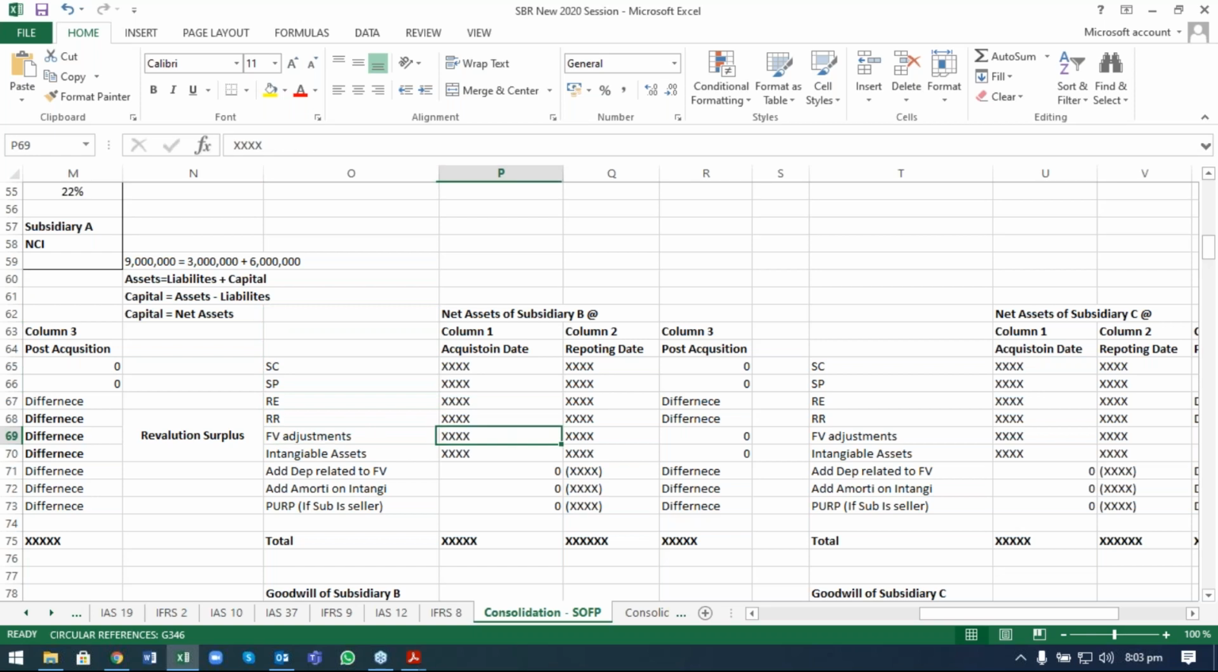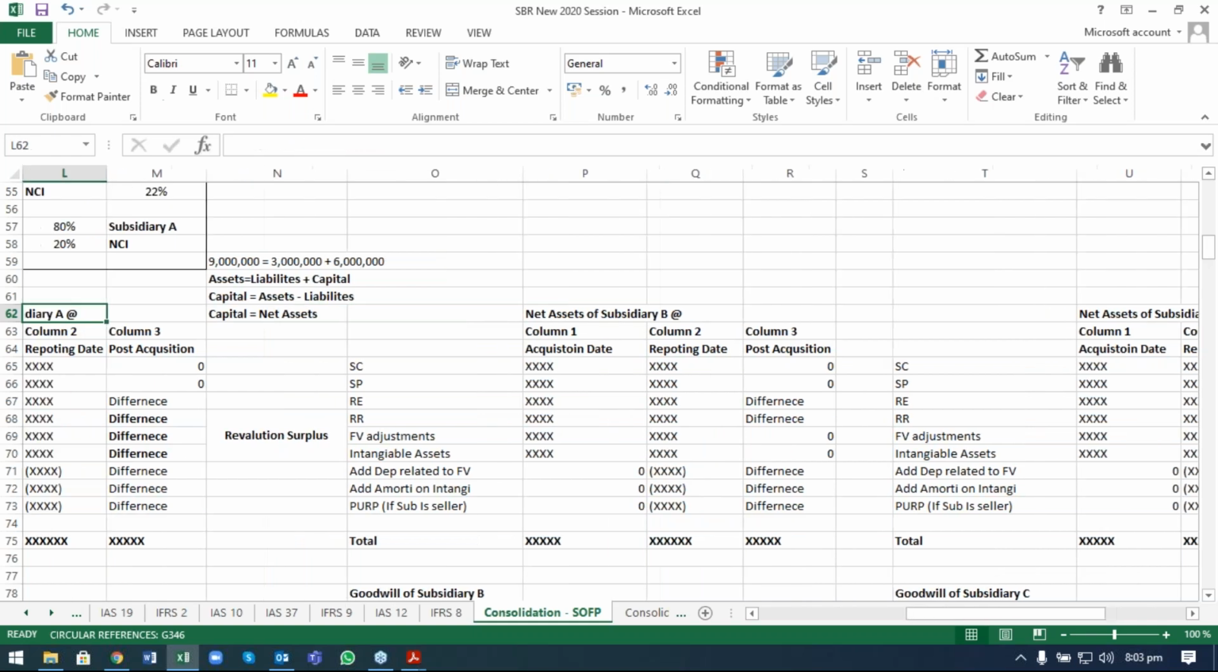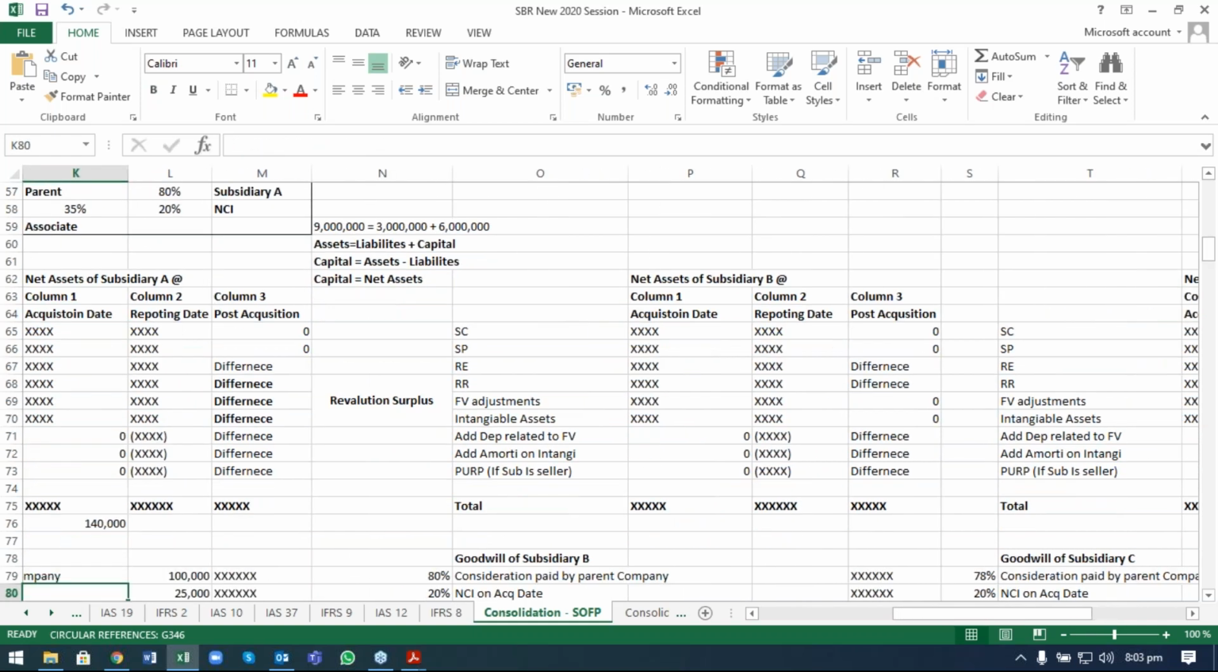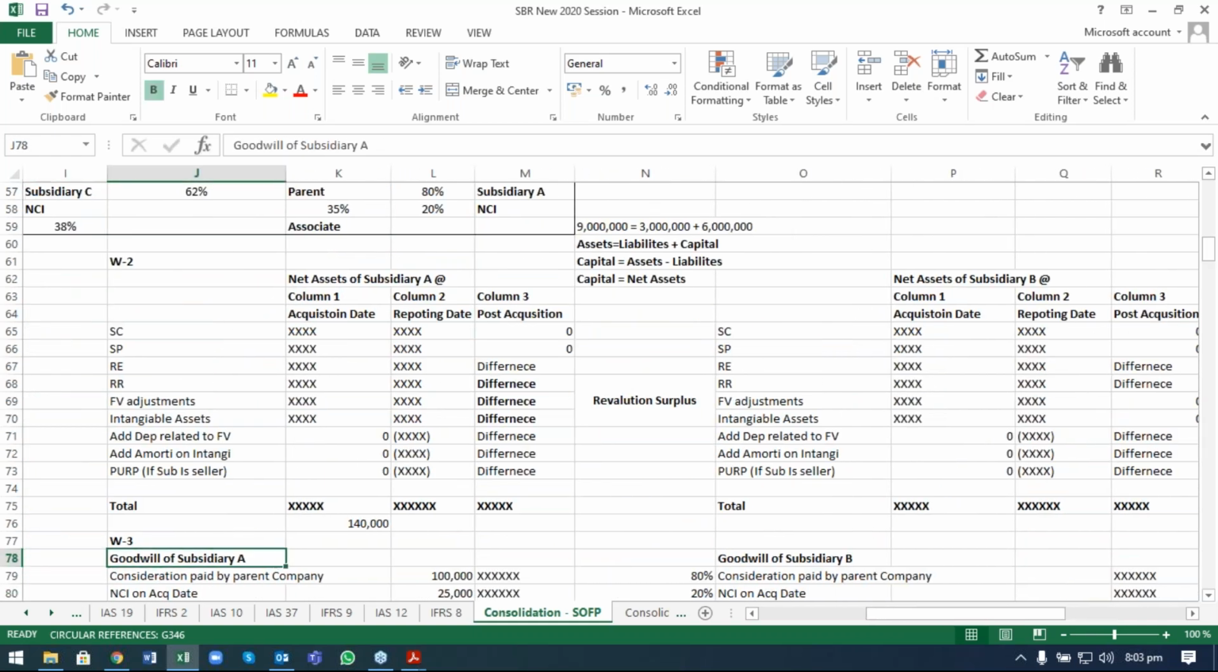So the next section, I'm looking into it. One thing, we have identified the net assets of subsidiaries side by side. So the next thing that comes in is the third step, or working 3, which is related to the goodwill of subsidiary. How are you going to calculate goodwill of subsidiary? That is what we are going to perform right now within the question we have.